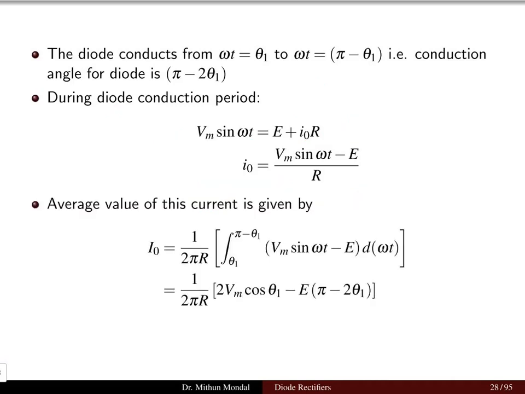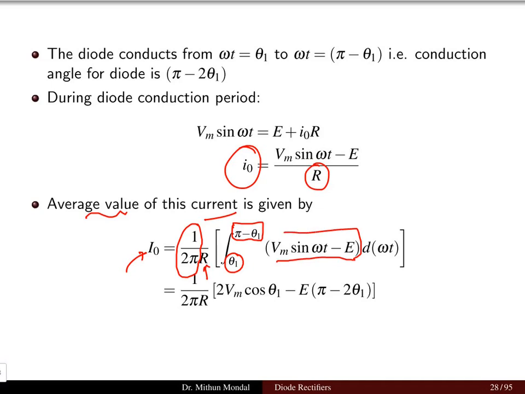If we find the average value of this current I0, we have to integrate from the initial conduction angle theta 1 to the final conduction angle pi minus theta 1 for the first cycle, and you will get I naught. You can take the time period common, which is 1 by 2 pi, and there is a resistor value R which is already present here. So Vm sin omega t minus E, we have to integrate over theta 1 to pi minus theta 1, which we will get in this form.